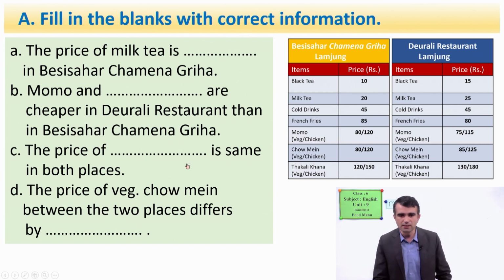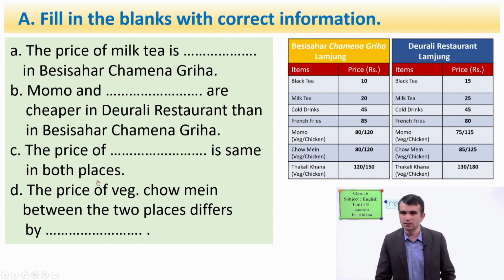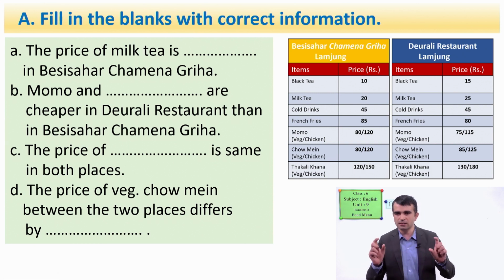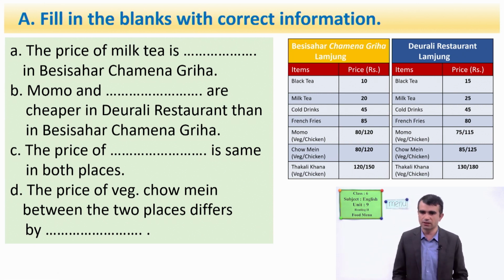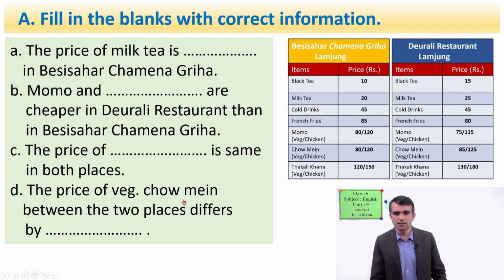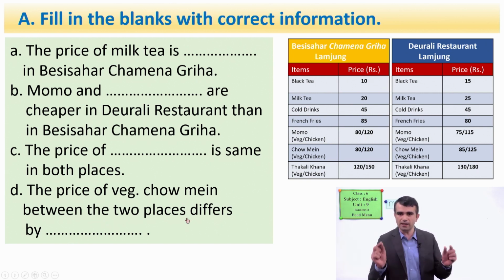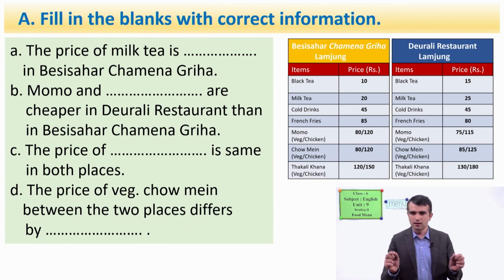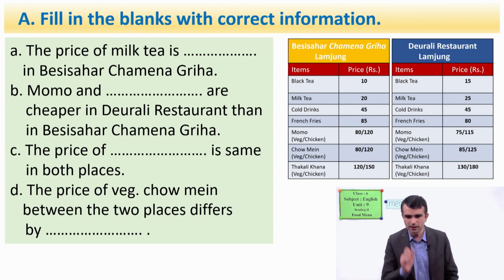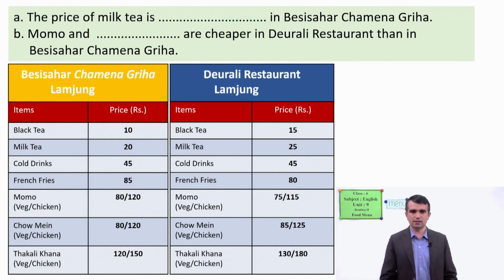Similarly, the price of something is the same in both places. What has a similar price in both restaurants? Similarly, the price of veg chow mein between the two places differs by, okay, how much difference is there in price? Okay, now let's find the answer.